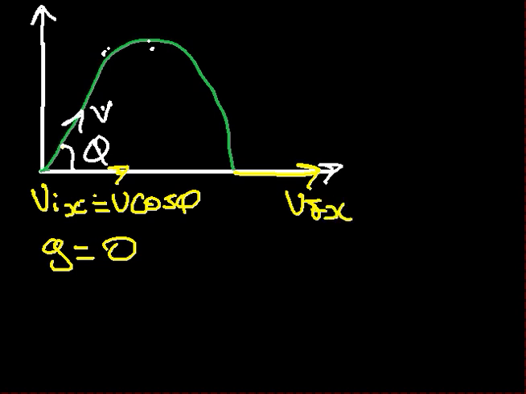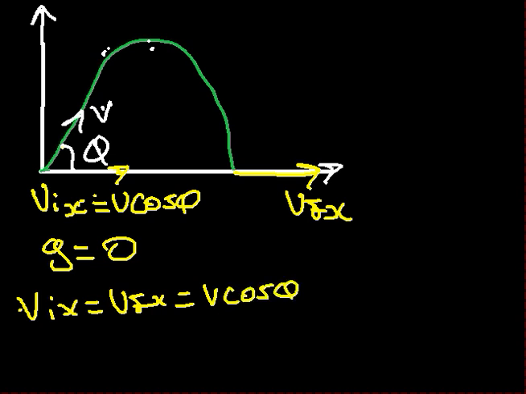vfx, which is the final velocity along the x-axis. That will also be given as vix, that is v cos theta. So take note of that. Which means along the x-axis the speed does not change. Therefore, the final velocity is the same as the initial velocity. Hence, we'll have vix being the same as vfx. That is the final velocity along the x-axis, and it will be given as v cos theta. So keep that in mind.